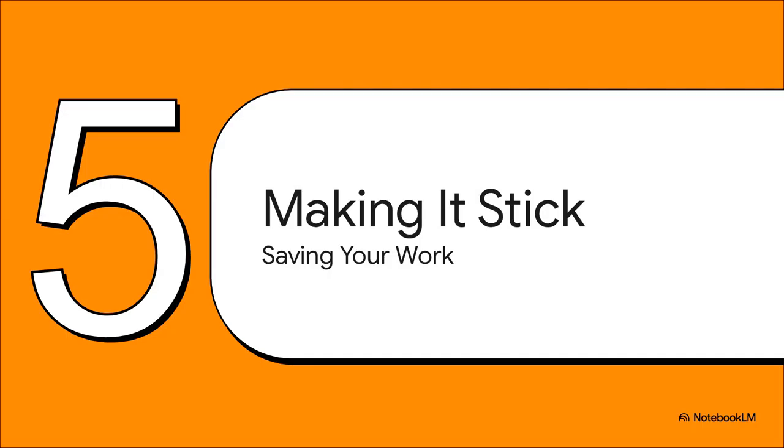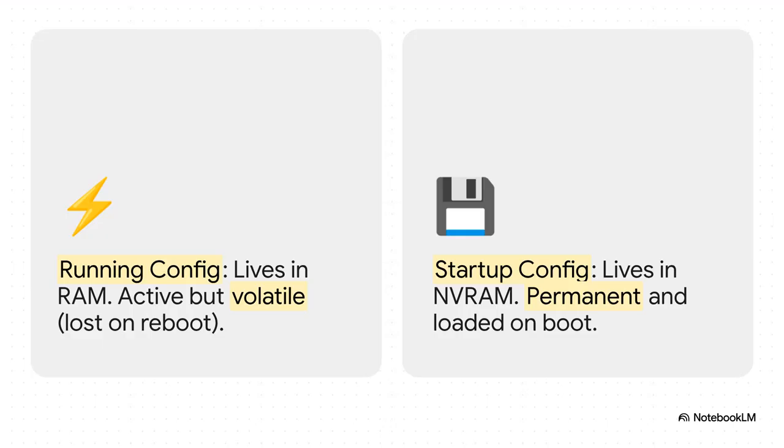We have done all this great work. We've configured security, interfaces, and rules. But right now, if the power goes out, all of it is gone. Poof. Let's talk about the single most important step in this whole process, saving your configuration. Here's the deal. Everything we've done so far exists in what's called the running config, and it lives in RAM. RAM is volatile, which is a fancy way of saying its memory gets erased when the device loses power.